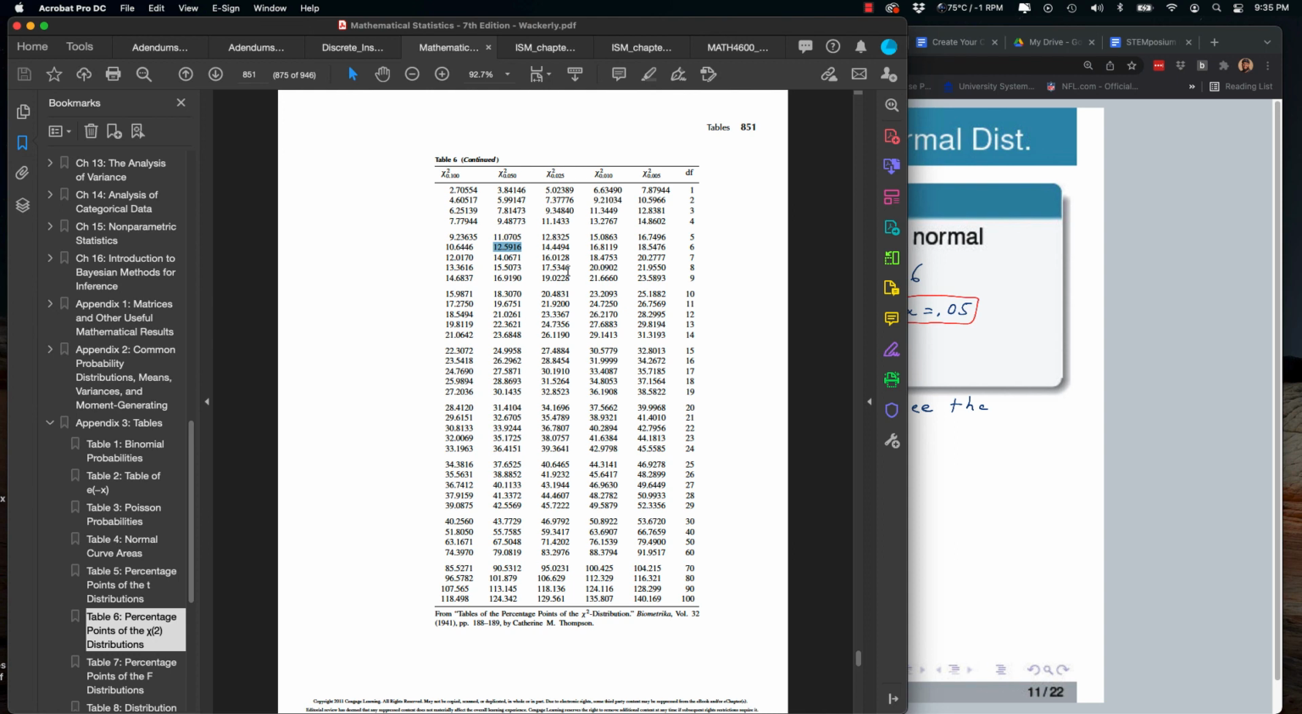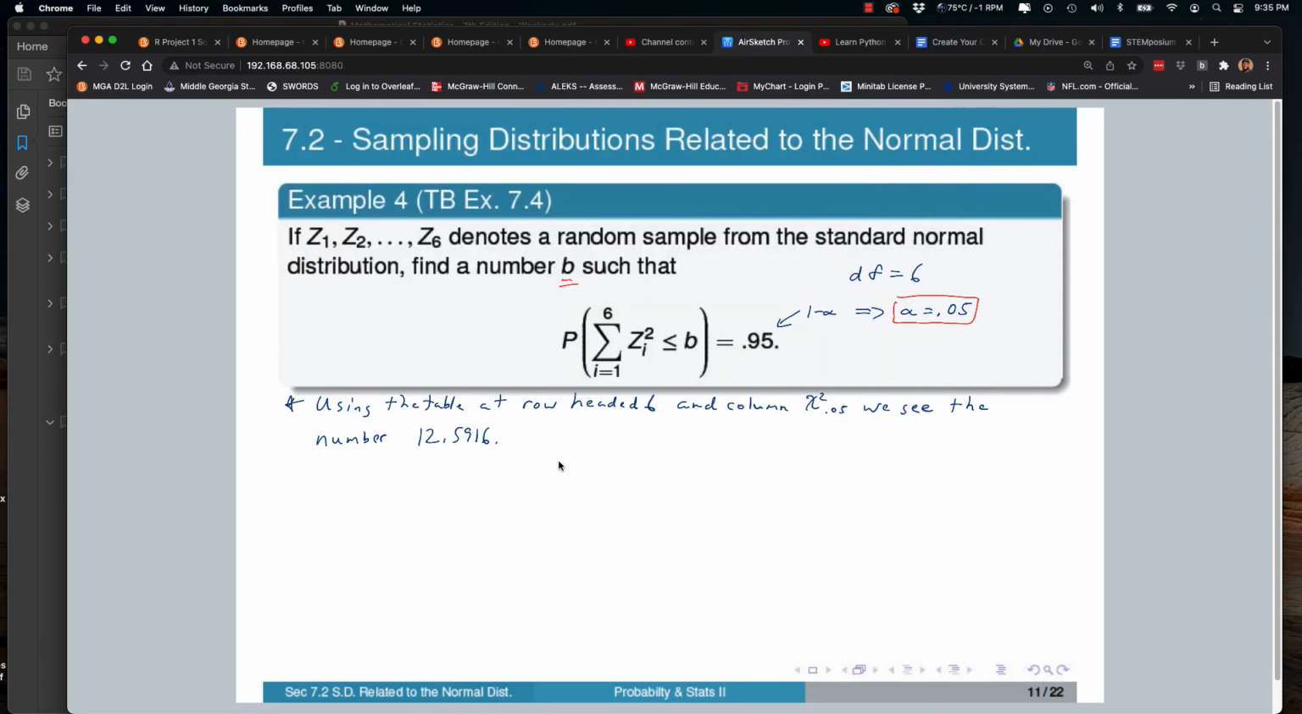All right, so that information we have, we basically answered the question in a nutshell. The probability that the sum of i equals 1 to n, or to 6 in this case, of z sub i squared is less than or equal to 12.5916 is actually equal to 0.95. So there's our answer technically. All right, that's the true answer.